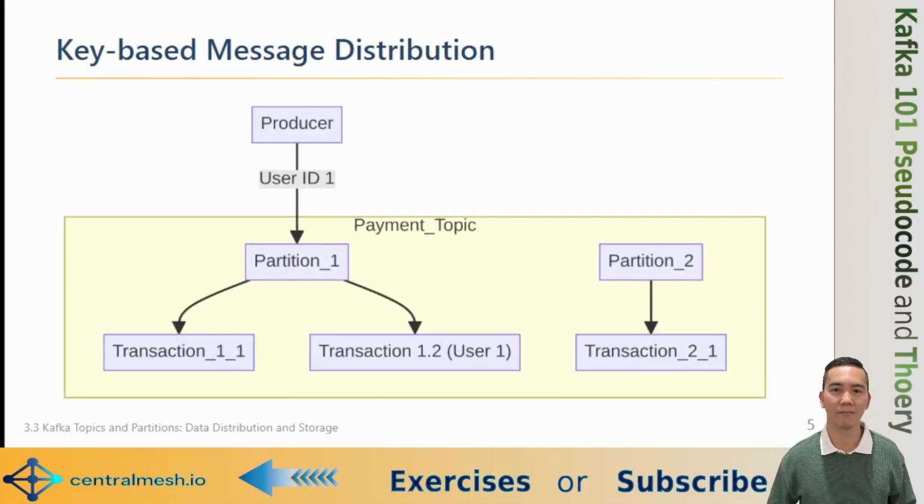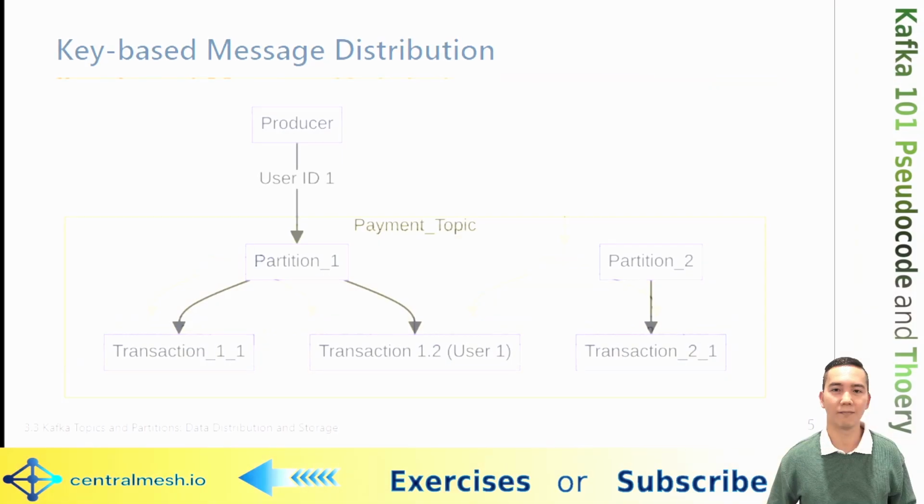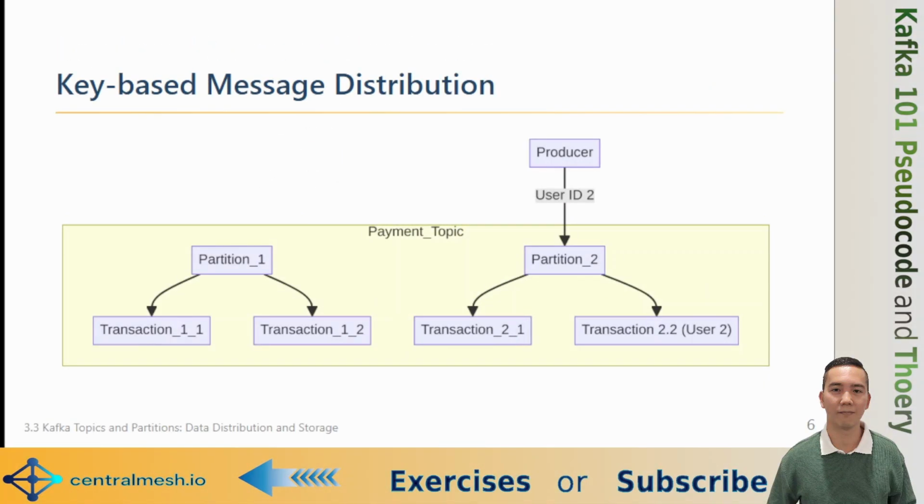Next, user 1 sends a second payment transaction, transaction 1.2. Because Kafka uses the user ID as the key, this new transaction is routed to the same partition where transaction 1.1 was stored, which is partition 1. Now user 2 sends a second transaction, transaction 2.2. Like before, this transaction is routed to partition 2, where transaction 2.1 is already stored.